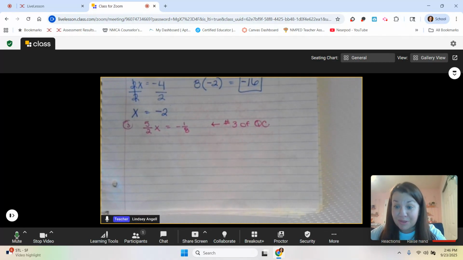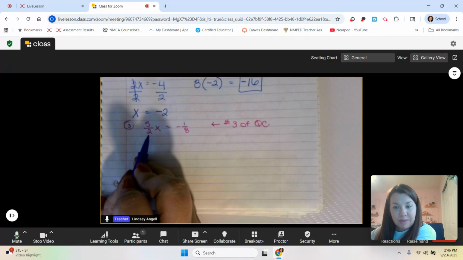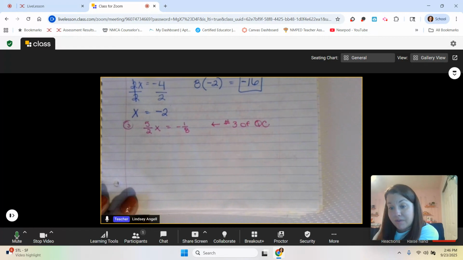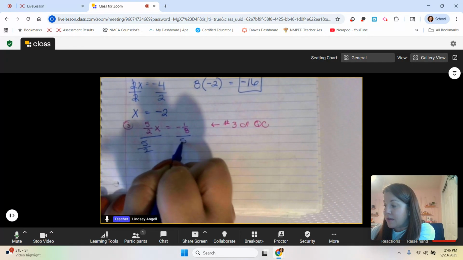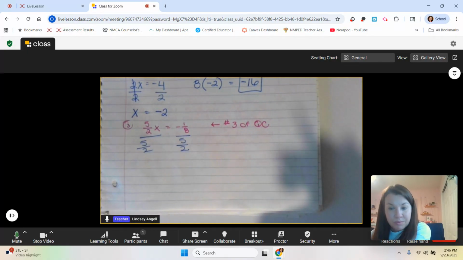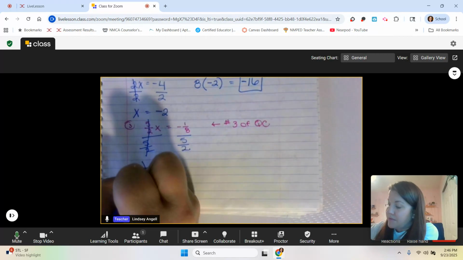Okay, number 3. This one has a fraction in it. It's also number 3 on your quick check. Okay? Now, if you remember with fractions, right? Right now I'm multiplying by 5/2. So to get rid of it, I am going to divide both sides by 5/2. But really, that's the same thing as multiplying by the reciprocal, right? 5/2 divided by 5/2, okay? So these are still going to cancel, and I'm left with x.